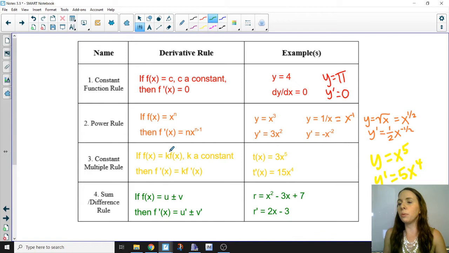And finally, the fourth very simple rule is our sum or difference rule, which just says that if you have a function that is composed of terms that are added or subtracted together, then the derivative will be the sum or difference of those pieces. So a really simple example here, if I have r equals x squared minus 3x plus 7, then the derivative is going to be 2x minus 3.